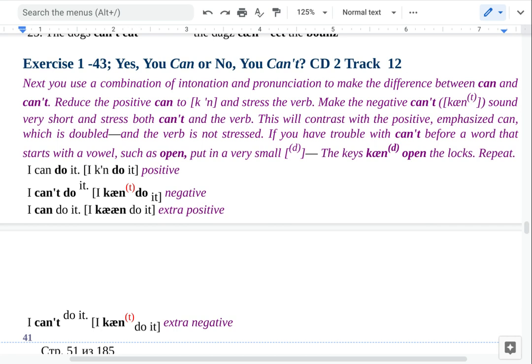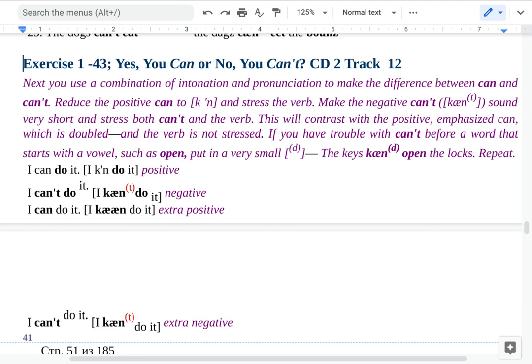If you have trouble with can't before a word that starts with a vowel, such as open, put in a very small d. The keys can't open the locks. Repeat. I can do it. I can't do it. I can do it. I can't do it.